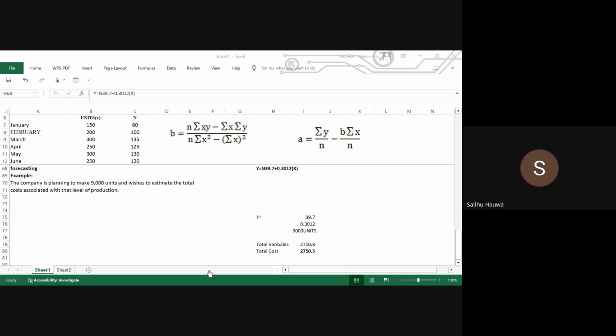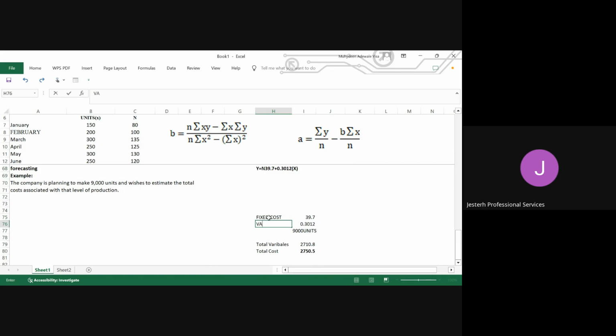So now I know the variable cost, but I don't know the fixed cost. Maybe it's because I did not write it here. Okay, let me write it. 39.7. All right, thank you. Now, our fixed cost here is 39.7 total fixed cost.